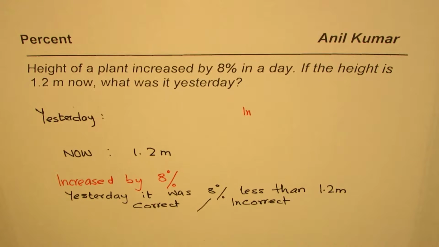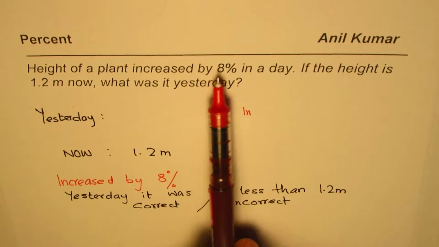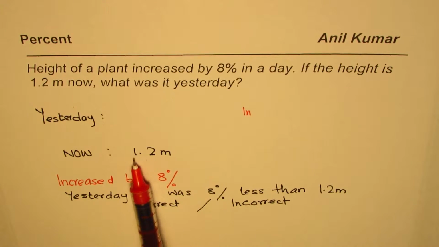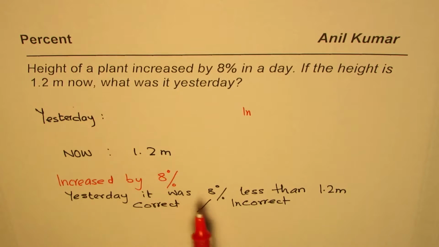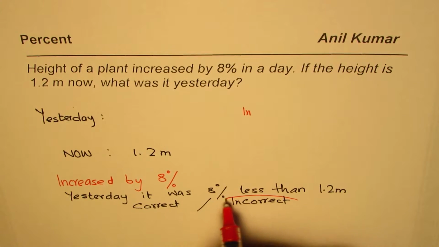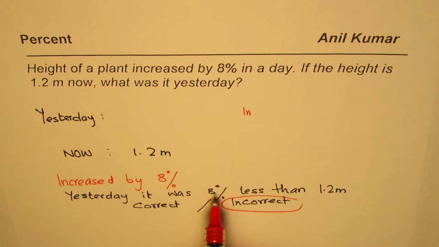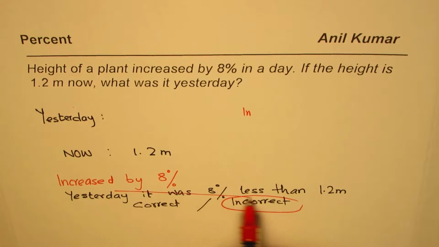Now, the question really is that the height of the plant increased by 8% to 1.2. It is not decreased, it's not the other way, right? So it is not decreasing from here by 8%. These two things are very different. You should remember that this statement, yesterday it was 8% less, is an incorrect statement. So this statement is wrong.